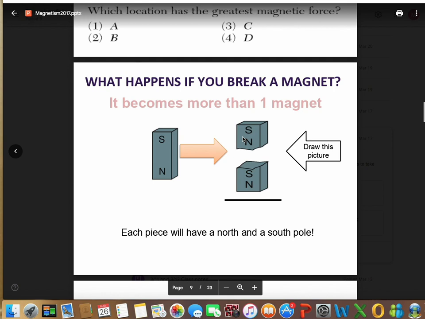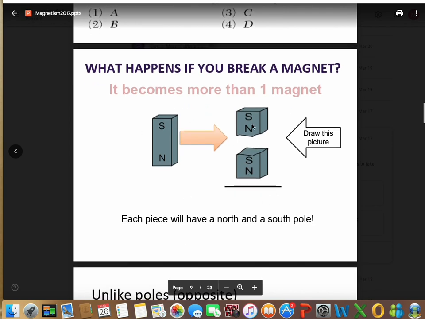Now, I don't really like this picture because it's not really going to happen like this. It's going to go South, North, North, South. So if you try to put them together where you broke them, it actually repels each other. We would have done that in class too. So when we go back to school, break some magnets, and you'll see you can't put them back. They flip over. So this is actually not a good picture. I should maybe make this over again. However, the statement is correct. If you break a magnet, you get more than one magnet, and each piece will have its own North and South Pole.